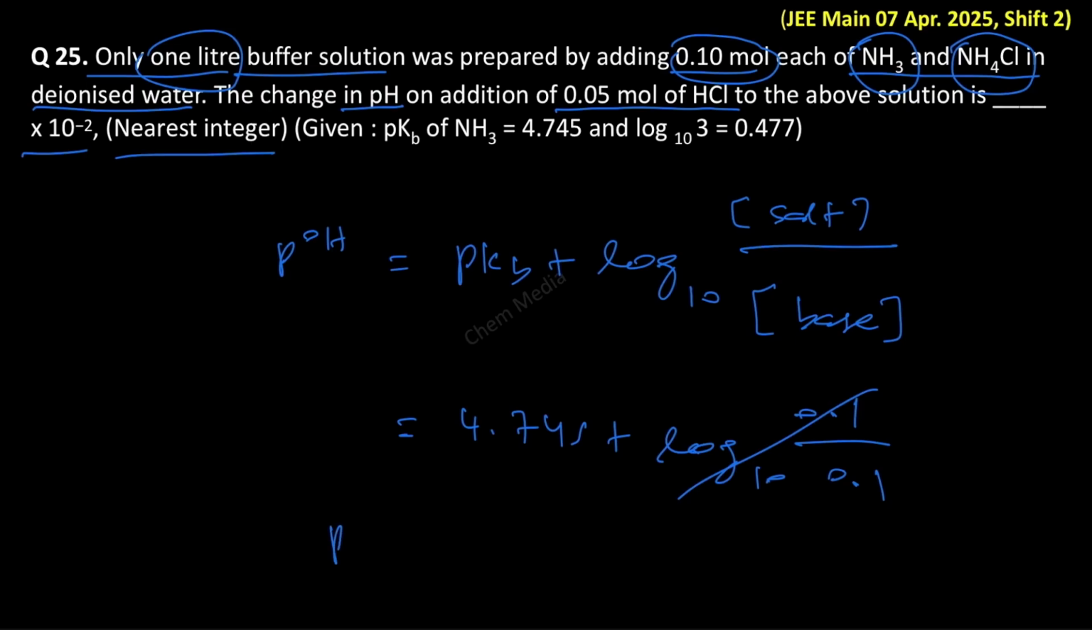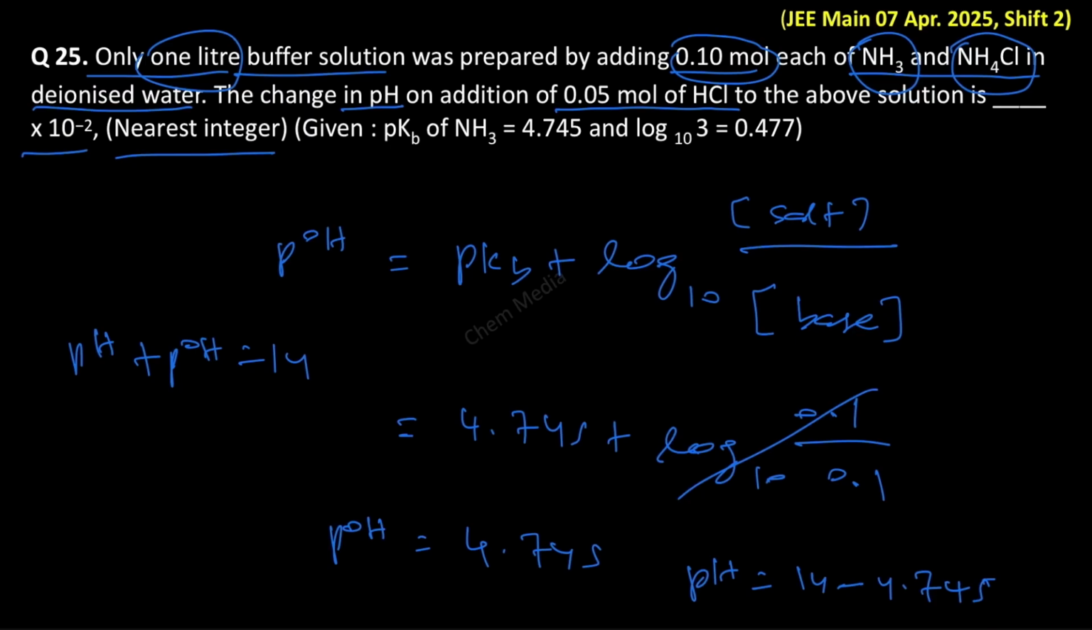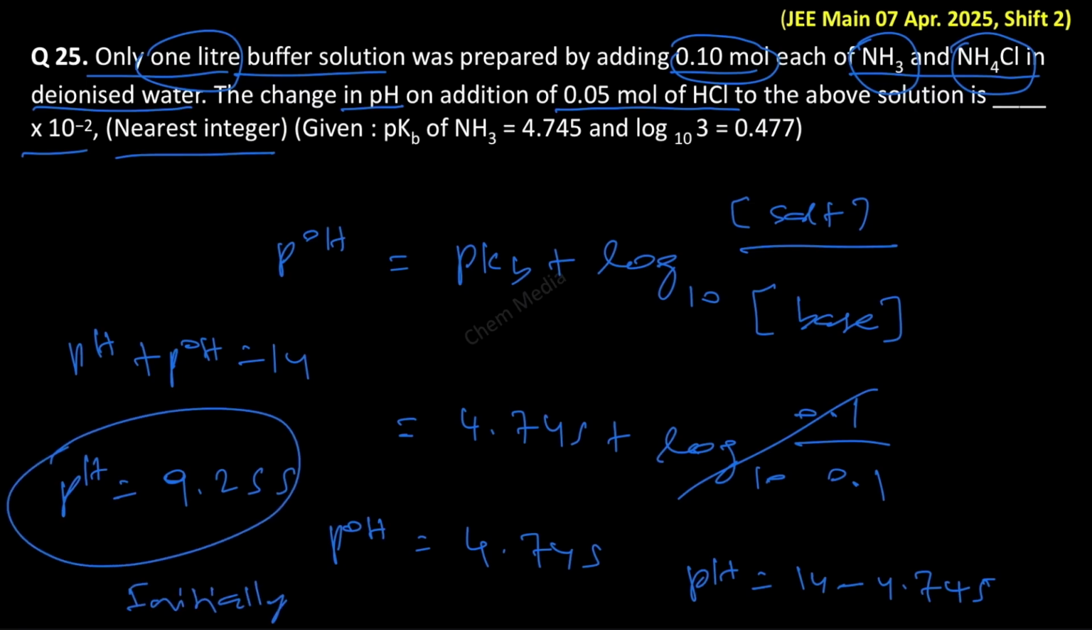So therefore pOH value is equal to 4.745, and we know that pH plus pOH is equal to 14. So therefore pH is equal to 14 minus 4.745. So therefore pH initially is equal to 9.255. So that's the value we have initially before adding HCl.